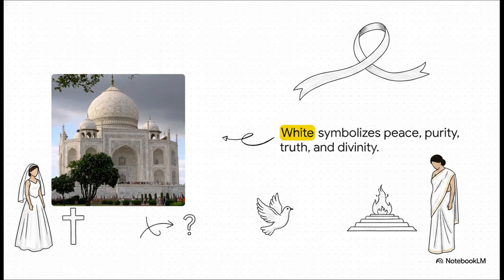Let's start with white. Visually, it gives an airy, open look to a space. Emotionally, it's universally associated with peace, purity, truth, innocence, and divinity, which is perfectly embodied by the stunning white marble of the Taj Mahal. But color psychology also requires some cultural awareness. For instance, while a Christian bride traditionally wears a white gown to symbolize purity and innocence, over in Hindu tradition, white is actually worn by widows as the color of mourning.